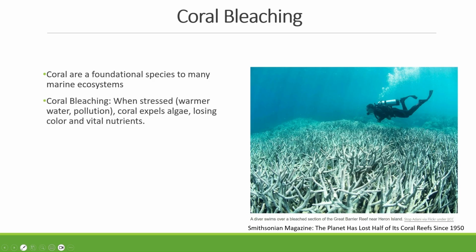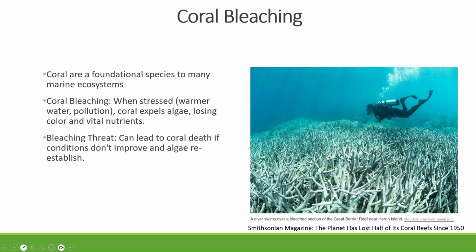When corals become stressed by warmer water temperatures, pollution, or other environmental changes, they expel the zooxanthellae in a process known as coral bleaching. Without the algae, the coral loses its color and turns white because the white calcium carbonate skeletons show through the transparent tissue. And more importantly, the coral loses its main source of energy.